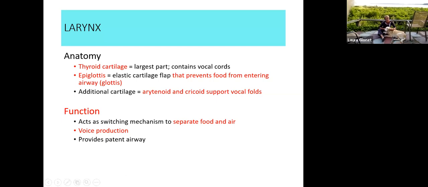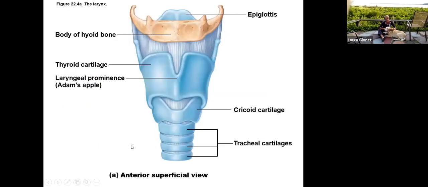As a group of functions for the larynx, it acts as a switching mechanism to separate food and air, so that air goes into the larynx and food into the esophagus. It also provides voice production and a patent airway. Here we're looking anteriorly. We have the hyoid bone at the top. Then we have the thyroid cartilage, which is the broadest part when we're looking at someone face on. That's what we refer to as the Adam's apple, that little prominence there. And then below that is the cricoid cartilage, which is narrow in the front part.